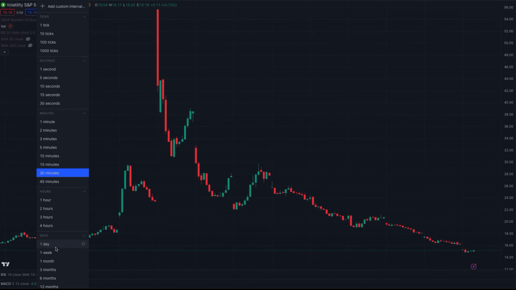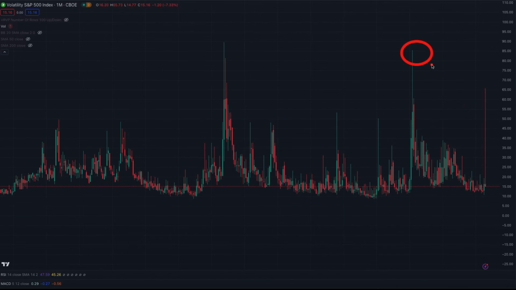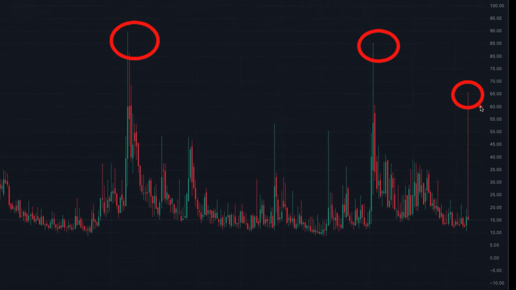If we go back in time and take a look at some of the largest VIX spikes and crashes throughout history, comparing to the VIX spike we saw during COVID, the largest VIX spike we saw during the financial crisis, and even going back to 1987, the spike we saw on Monday, August 5th was one of the largest of all time.